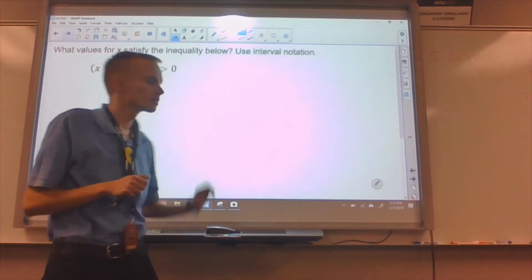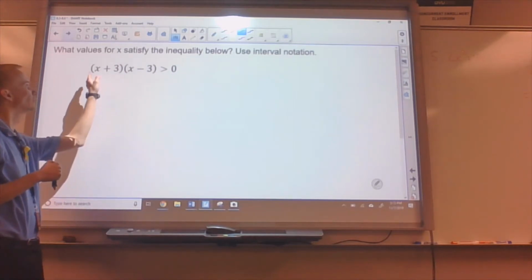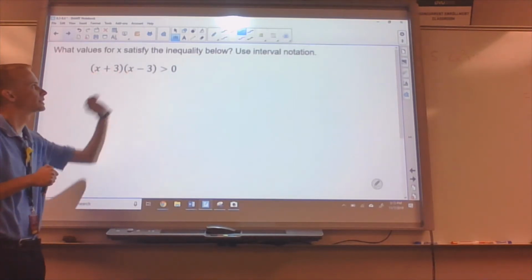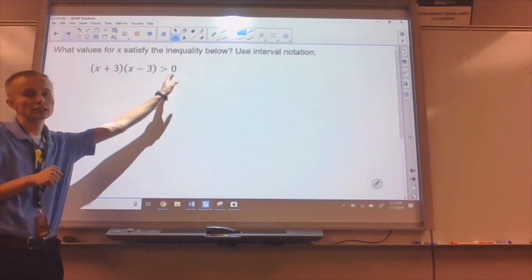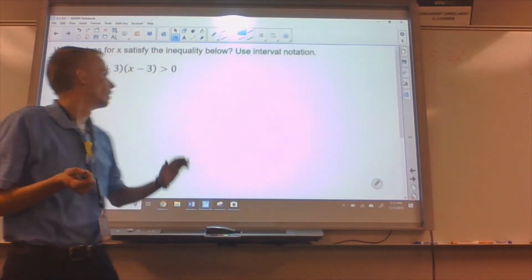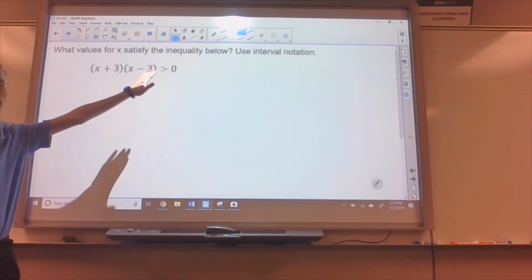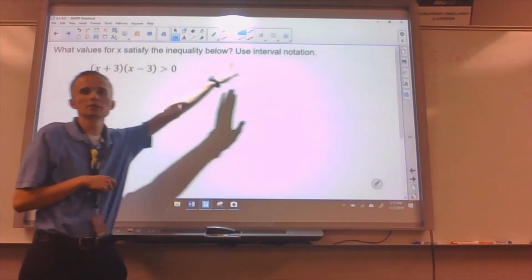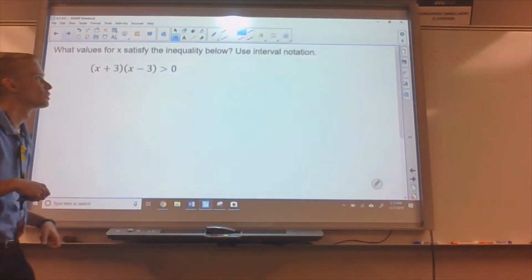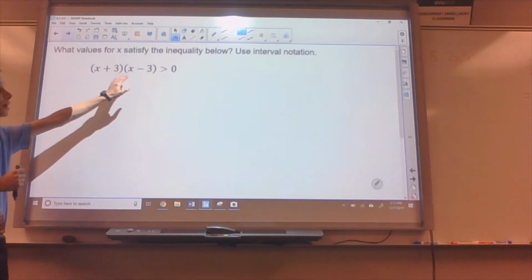Okay, so here's an example of a nonlinear inequality. We have (x + 3)(x - 3) > 0, and we want to figure out what values of x will make this true, and write it in interval notation. Okay?